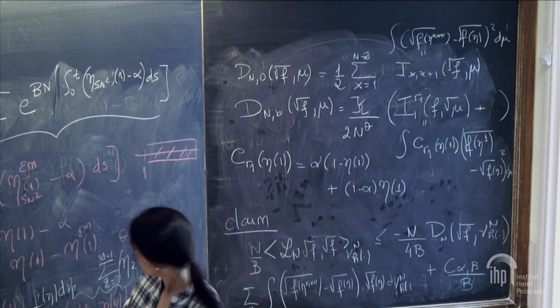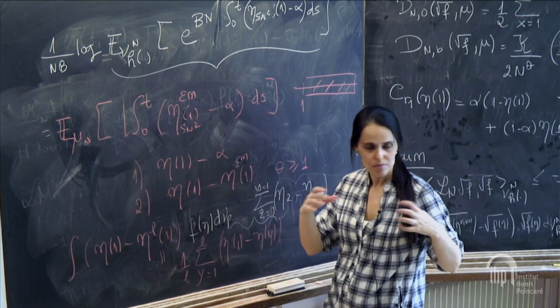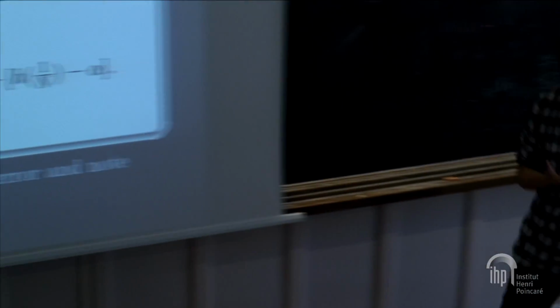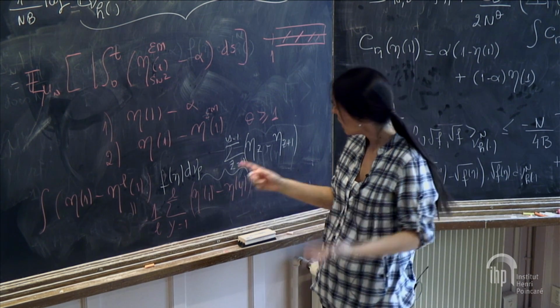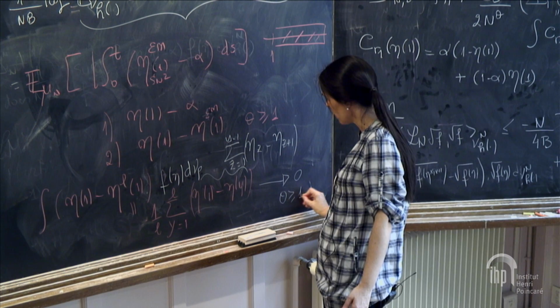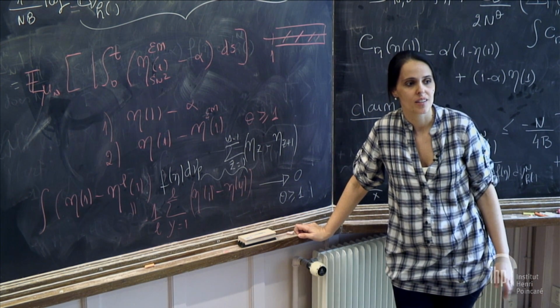And you can show that this thing goes to 0. Then there will be a factor, again, a factor a, and you have to choose a, comparing it with the bulk generator, the Dirichlet form from the bulk. And you can show that this thing goes to 0 for any theta greater or equal to 1. So that's basically the idea.